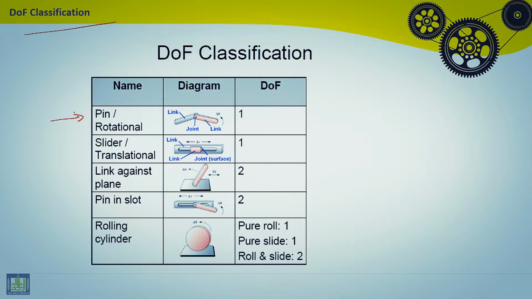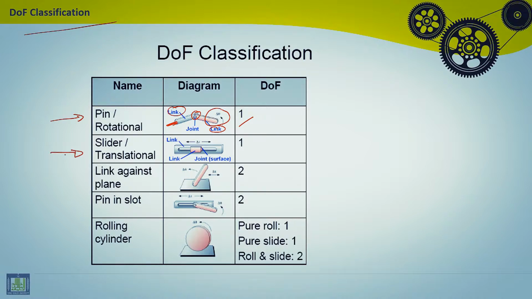Starting by rotational or pin, we have the two links here, the first and the second link joined here. So if this link is fixed to the ground, this link will make rotation with theta or delta theta. So only 1 degree of freedom here is present. It is the angle.